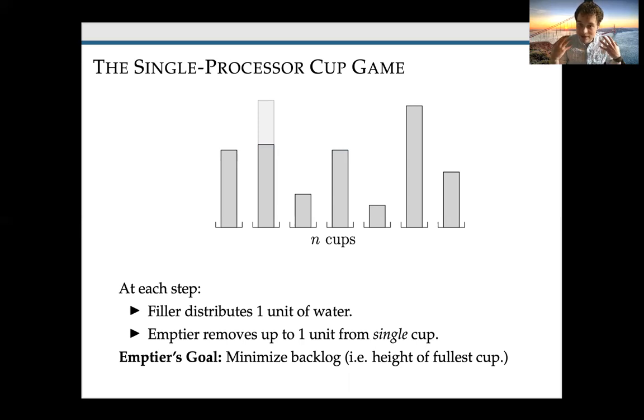Now, you can also think of this as a very natural scheduling problem. So the cups represent tasks, and the water in the cups represents work that needs to be completed on those tasks. The filler is making it so that work arrives over time, and the emptier is a computer that can make progress on one task per discrete time step. So it has to pick one task to make progress on in each time step. You can think of this as a scheduling problem, but you can also just abstract it away as a cup game. It's this game involving cups, and our goal is to minimize backlog.